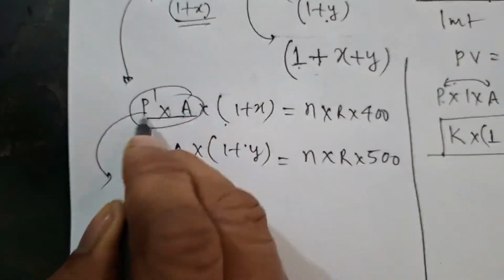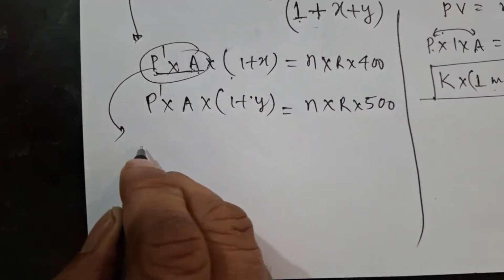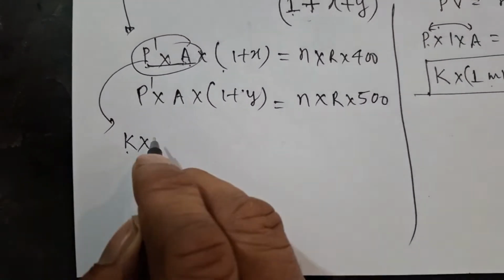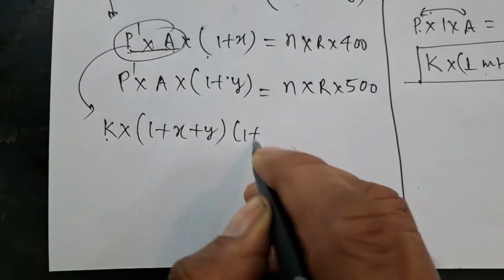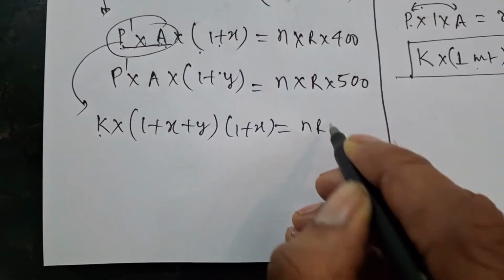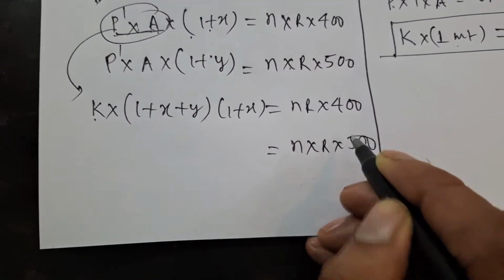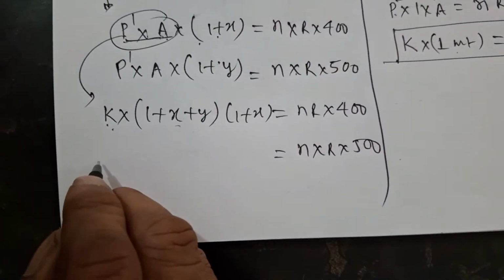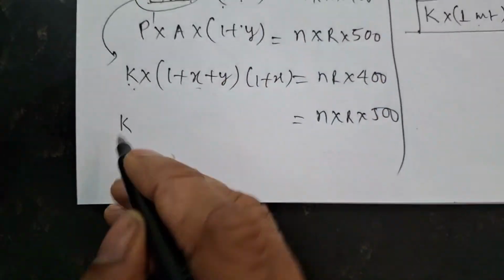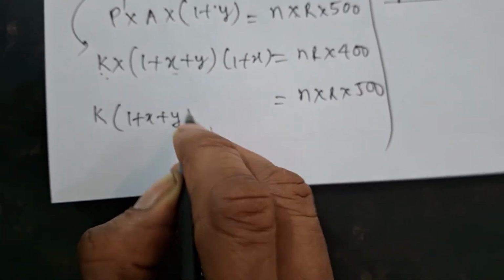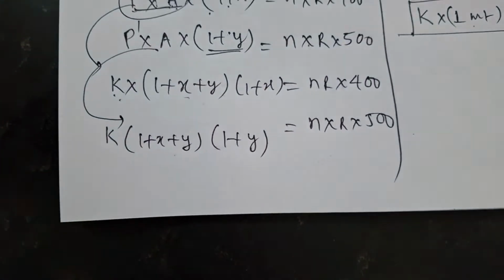Now, what is P into area? Force. And force who will provide? Spring will provide. The force is Kx. K is the stiffness of the spring, and x how much? 1 plus x plus y. And 1 plus x. This is 1 plus x, and this is nR 400. Now for the second equation, nR 500, and this is again the same force, because this is a single spring. So this is Kx and this is Kx. So K into 1 plus x plus y into 1 plus y, because here is the 1 plus y. This is the second equation.